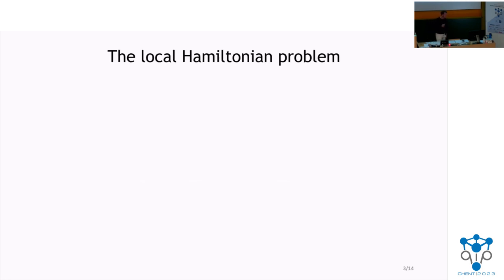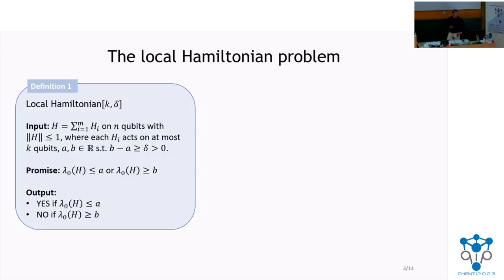And to study this from a complexity theoretic perspective, it might be helpful to first formulate the problem as a decision problem. The local Hamiltonian problem reads as follows. You're given a classical description of a Hamiltonian H, which consists of m local terms, each of which acts on at most k qubits at the same time. Then you're also given two real numbers, a and b, of which the difference is lower bounded by some parameter delta, which is strictly positive.